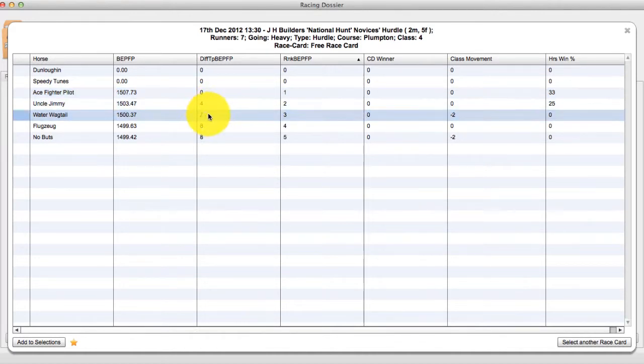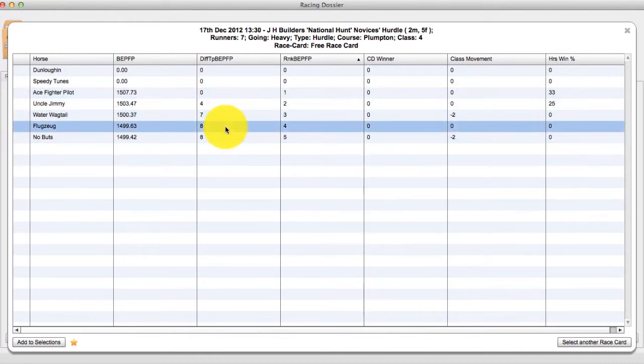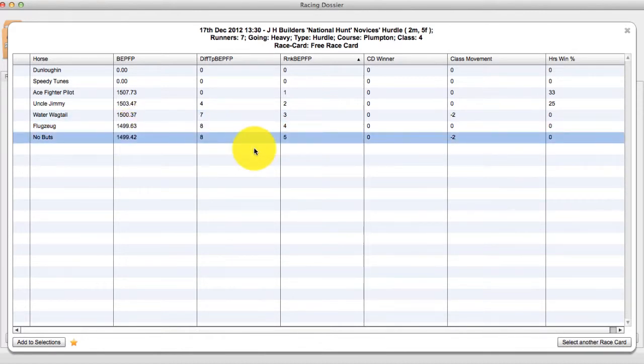But Walter Wagtail, there's not a huge difference between Walter Wagtail and Uncle Jimmy either. Although obviously it's bigger between Walter Wagtail and Ace Fighter Pilot. And Walter Wagtail is rising 2 class levels. So it's got a bit of a further battle on his hands. But the bottom 2 are then below the 1500. This rating starts at 1500. So if the best ever rating they've achieved is lower than that, we've got a bit of a concern here.